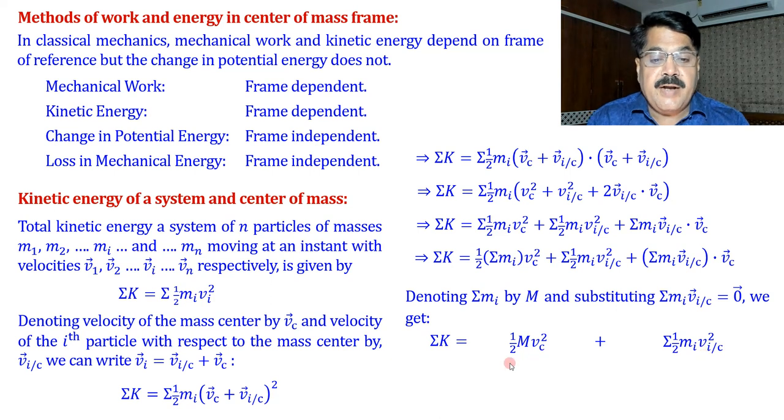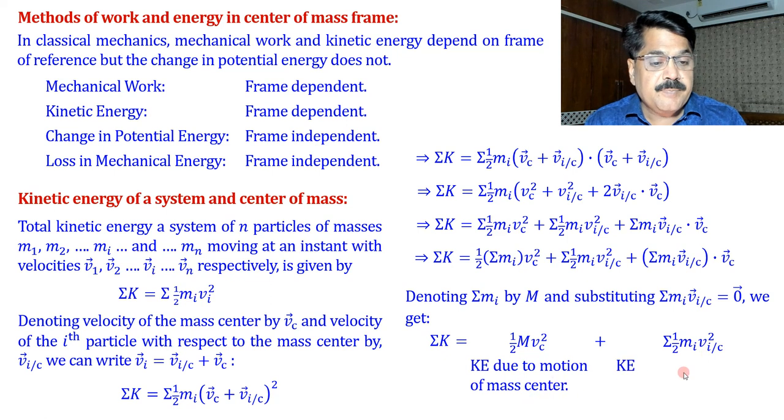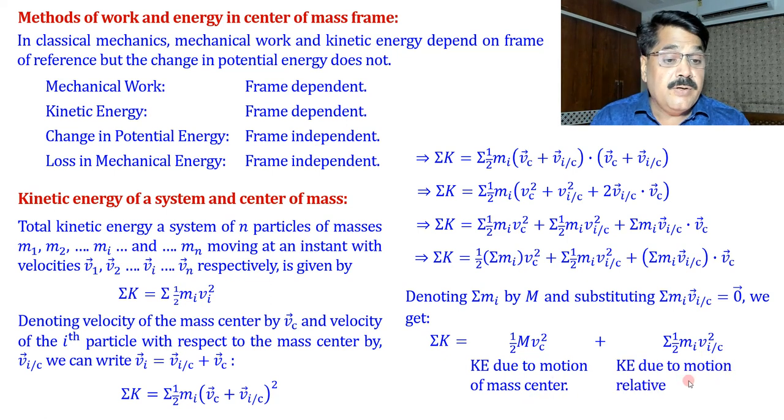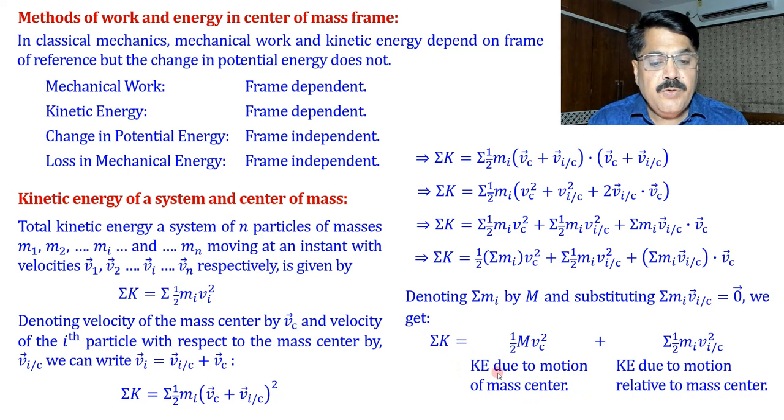So let us write them. K due to motion of the mass center, and that is K due to motion relative to the mass center. Now this term, K due to motion of the mass center, can be written as K of mass center. So in 'due to motion', these three words we can omit, so it will be a much shorter notation. So what we call kinetic energy of the mass center, because it will exist only if the mass center is moving. If the mass center is not moving, this term will be 0. And of course, this is the kinetic energy in the center of mass frame.